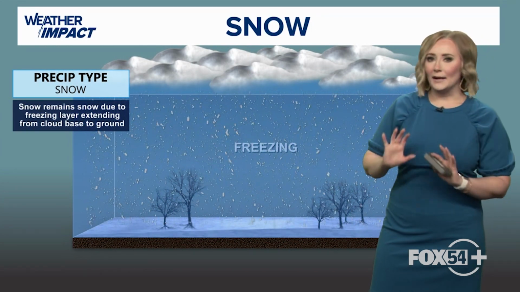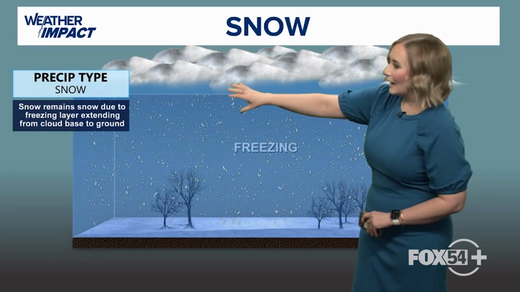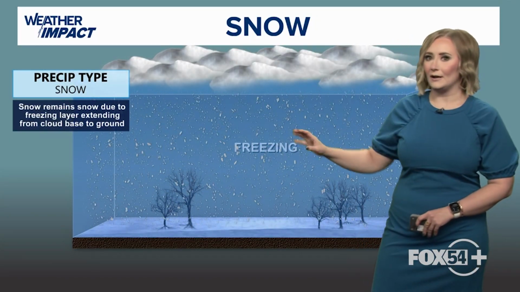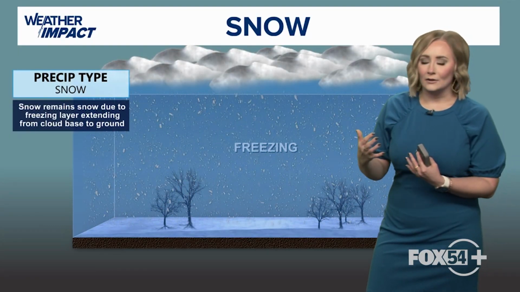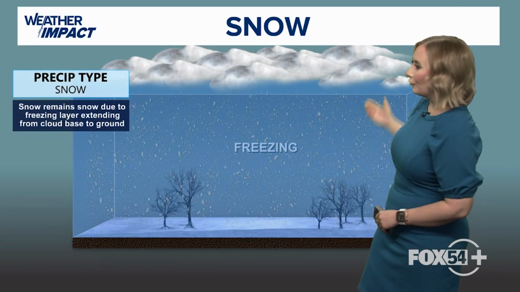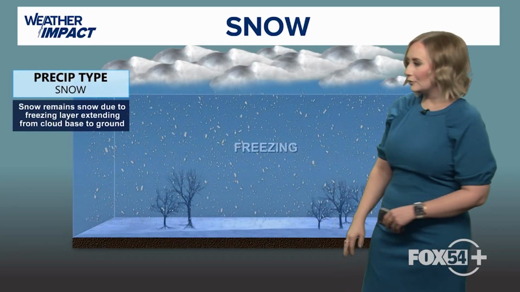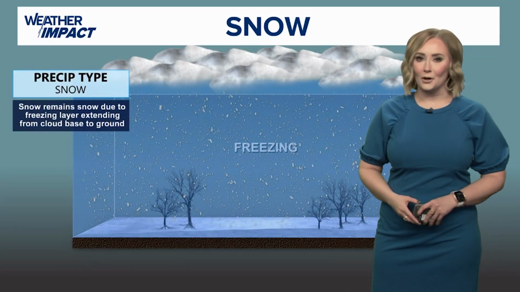Now, of course, we have snow, which is probably the easiest type of precipitation that we see as it falls, because it only goes through a freezing layer. It doesn't have that warm layer to go through where it melts and then will start to refreeze. So snow just remains snow due to the freezing layer extending from the cloud base all the way to the ground. So keep in mind, that's going to be that air temperature of 32 degrees or below.